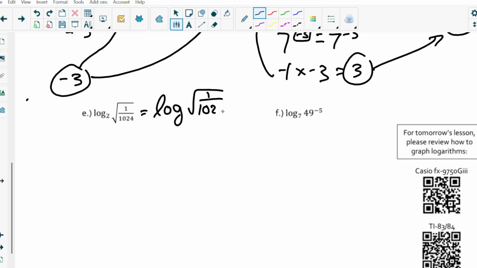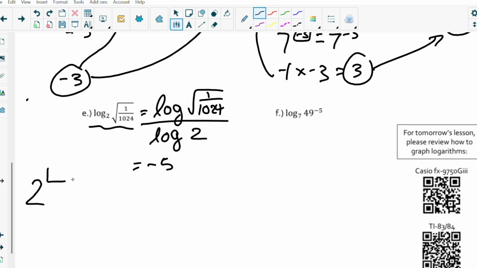Okay, log of the square root of 1 over 1024, divided by log of 2. Let's just do this on a calculator. So we're doing log of the square root of 1 divided by 1024, divided by the log of 2, negative 5. Okay, let's evaluate this.